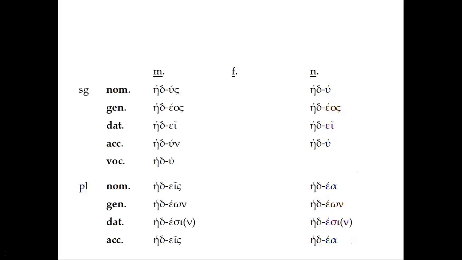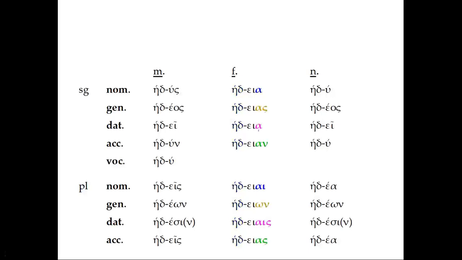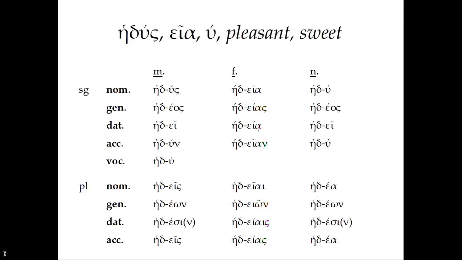For the feminine, we're going to see almost as it were a different stem, not just heid, but heide. And to this, we're going to add our normal first declension feminine endings. To wit, all of these, heidea, heideas, heidea, etc. So this is the full declension of an adjective like heidus, heidea, heidu, pleasant or sweet.